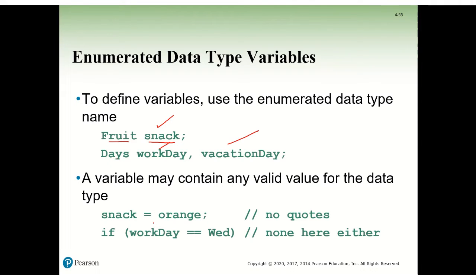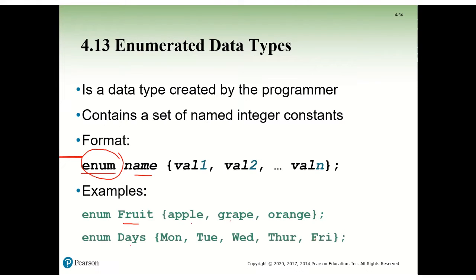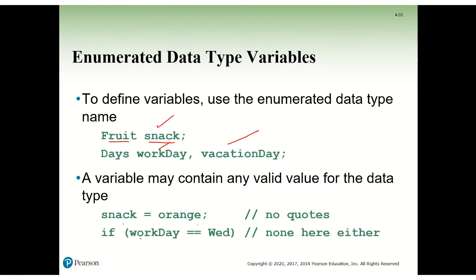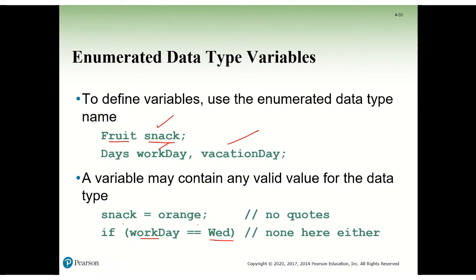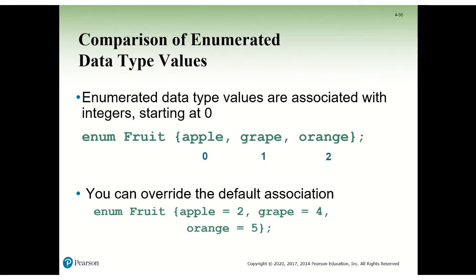So a variable may contain any valid value in the data type. Snack equals orange. It can be like that. It doesn't require any quotes, because you already defined the fruit enumeration. These are integer data types, but with these names. Workday can be Wednesday because you already defined Wednesday as a part of the days. So this is a special way of defining the data.